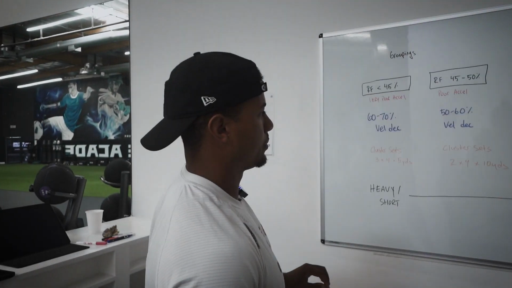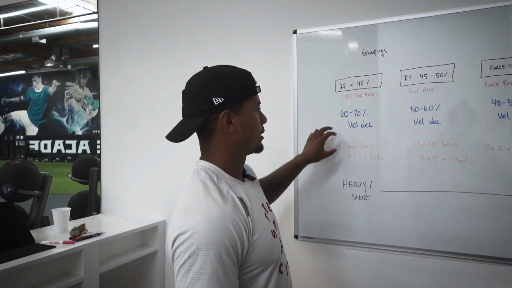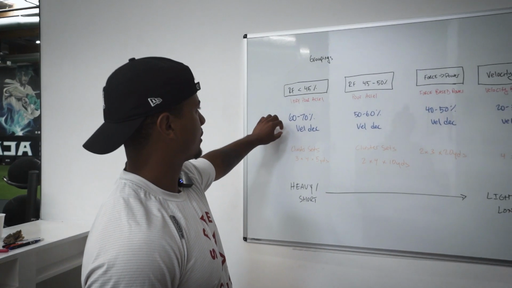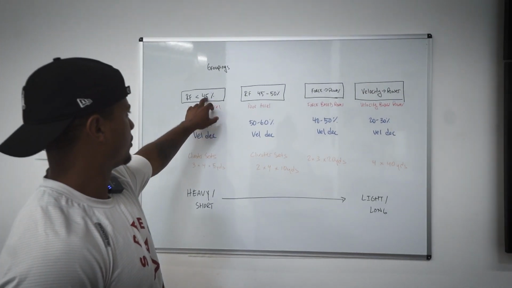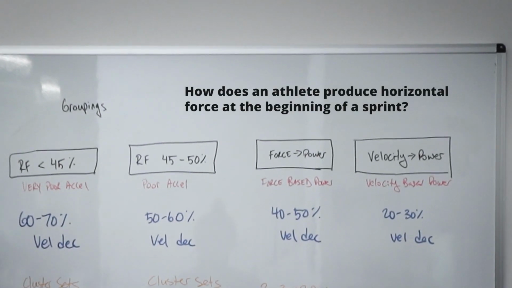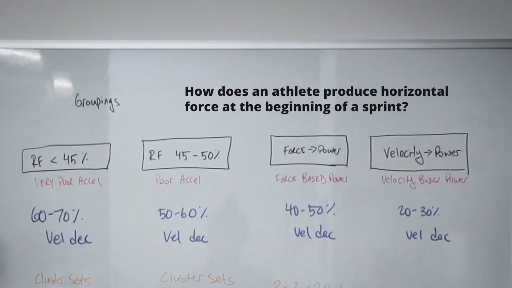So once we develop our force velocity profiles, we're looking at the individual needs for each athlete. We're going to look first at ratio of force. So how does an athlete produce horizontal force in the very beginning of the sprint?